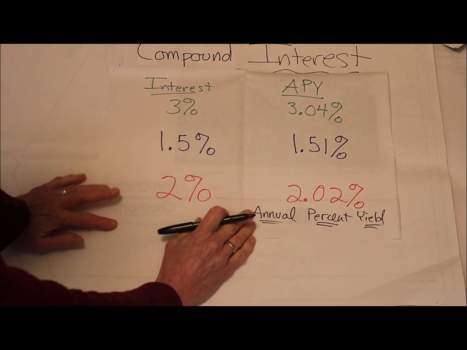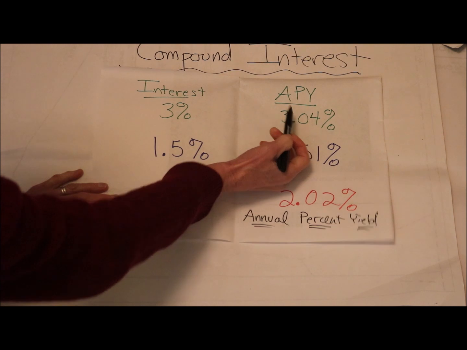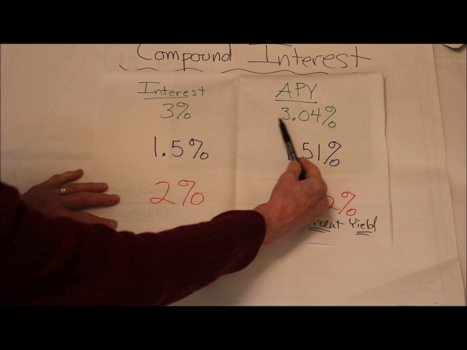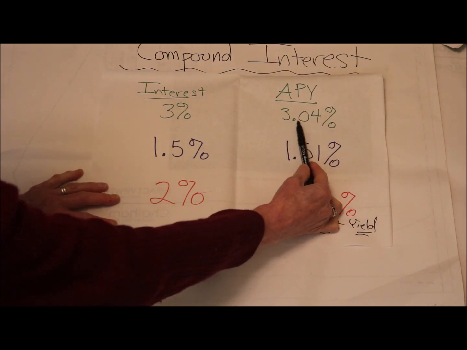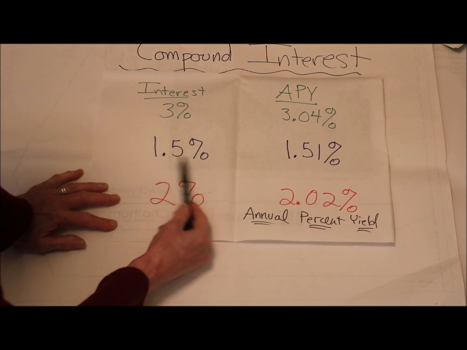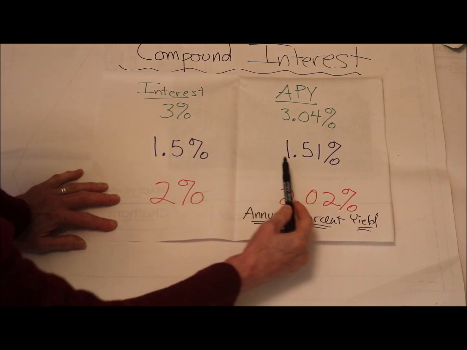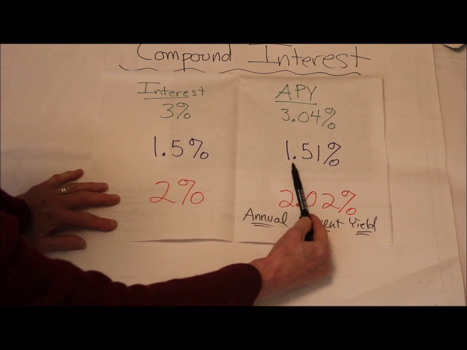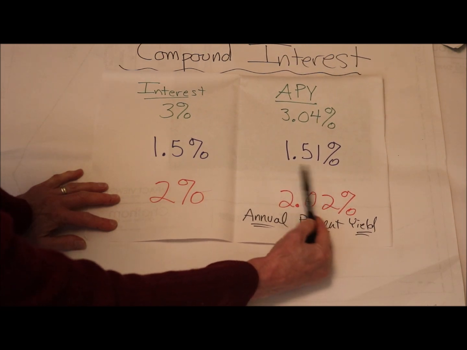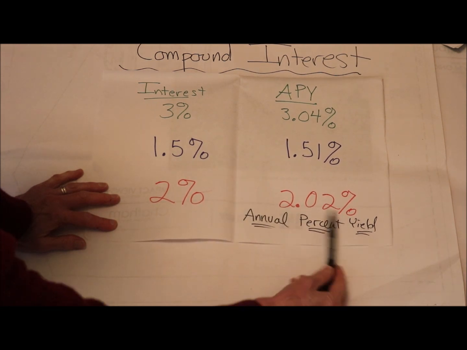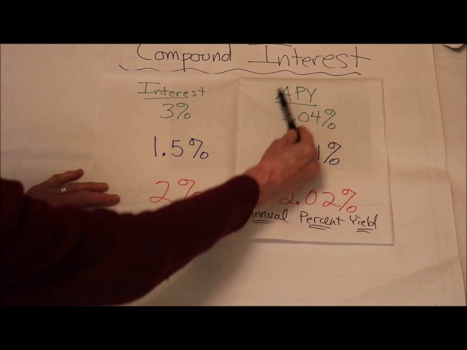So we are going to talk about how this works. In other words, how is it possible that the bank says you have 3% interest, but you actually earn at the end of the year 3.04%? Or if your advertised interest was 1.5%, how is it that you actually are earning a little more than that? You're actually going to earn 1.51% interest at the end of the year. Or if your interest rate is 2%, you're actually going to earn 2.02% interest at the end of the year. Where does this APY come from?